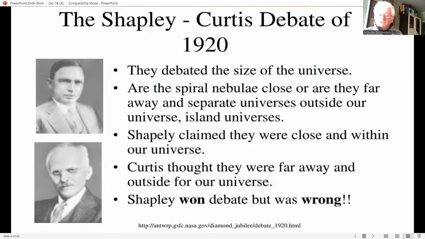The Shapley-Curtis debate concerned the nature of certain faint nebulae seen in the sky. Curtis argued that they were other galaxies, and Shapley argued that they were nebulae within our galaxy. Better observations soon showed that they were other galaxies like our Milky Way galaxy.